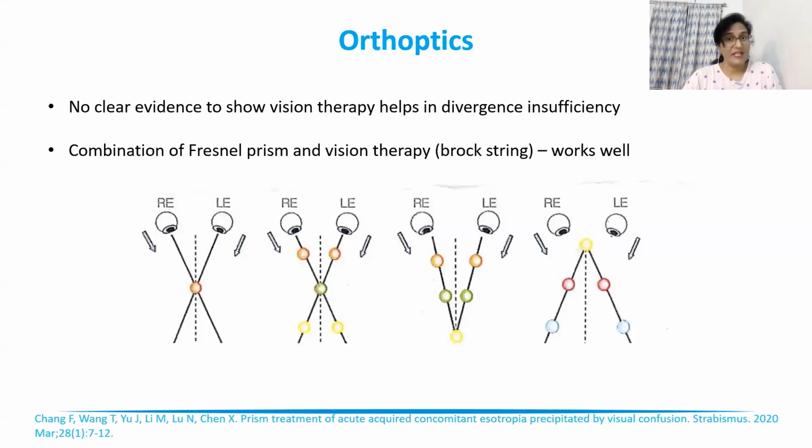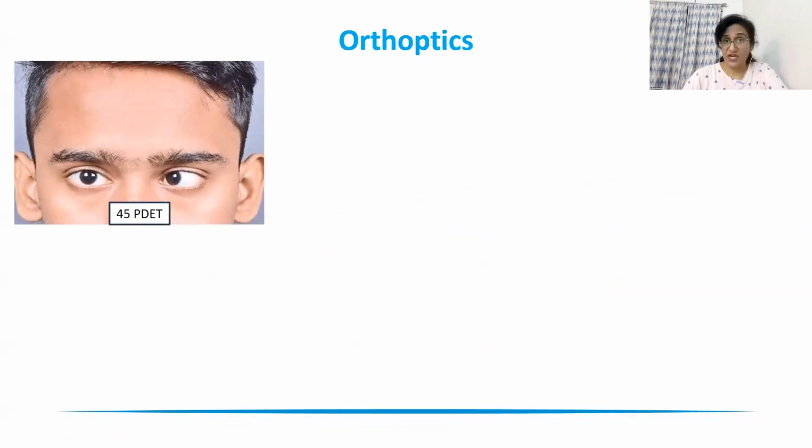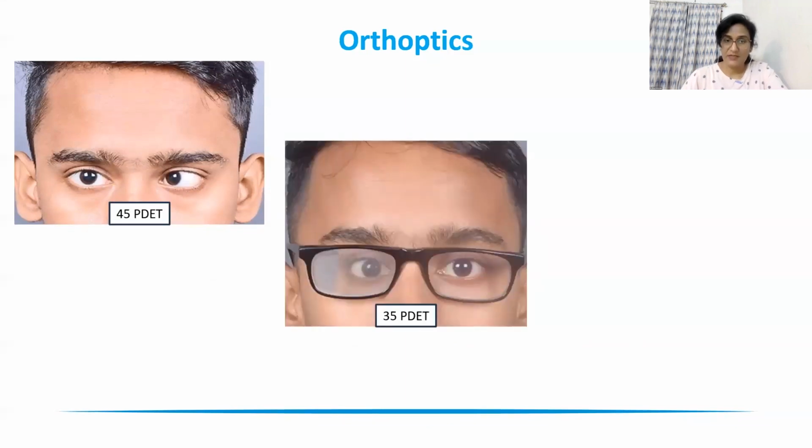So the best therapy, if we have to give orthoptic therapy for them, would be to try a Fresnel prism and maybe give additional vision therapy, maybe in the form of a vision therapy system or Brock string exercises. This is the principle behind that. So this is an interesting case which presented with a large angle acute acquired esotropia, and was given a Fresnel prism. The prism was given for an angle that was actually 45 prism diopters.